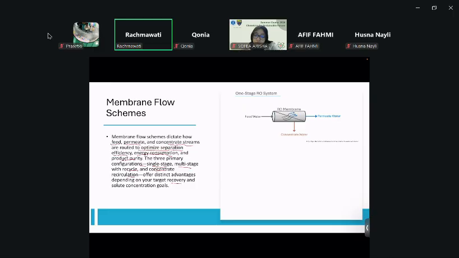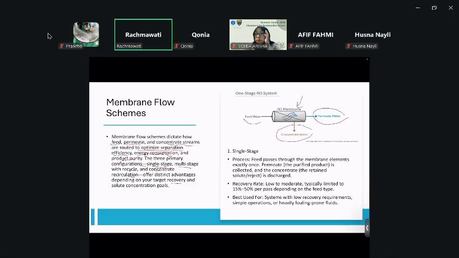Now let's see. The first one is a one-stage reverse osmosis system. This is just an example. So you basically have a feed water. This water includes whatever pollutant is in the water, and then you want to have a permeate water, and there might be concentrate water after the feed water moves to the permeate water, and you are using one reverse osmosis membrane. So it's one stage, quite straightforward.